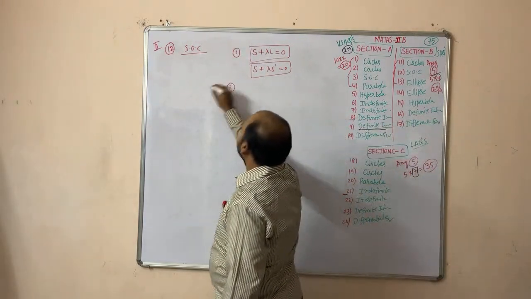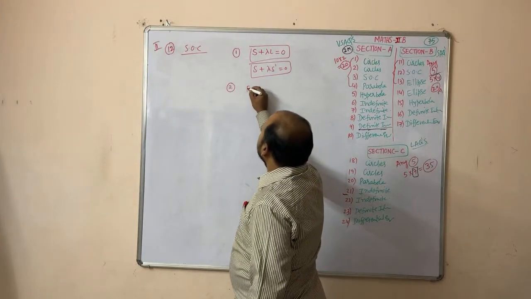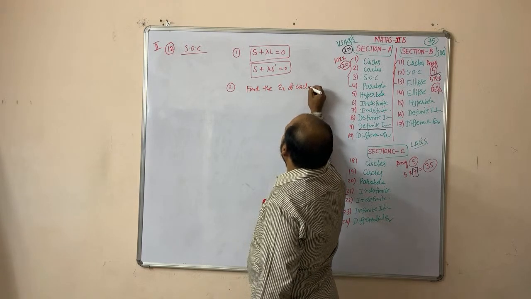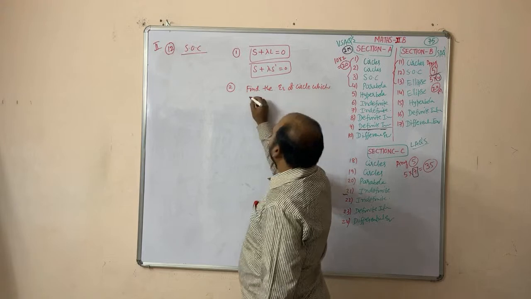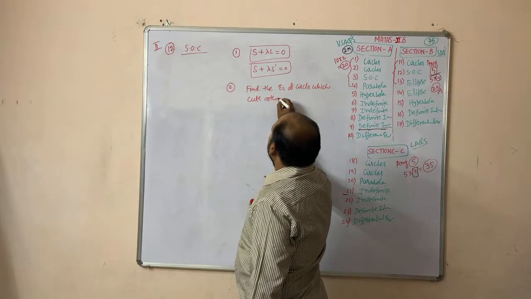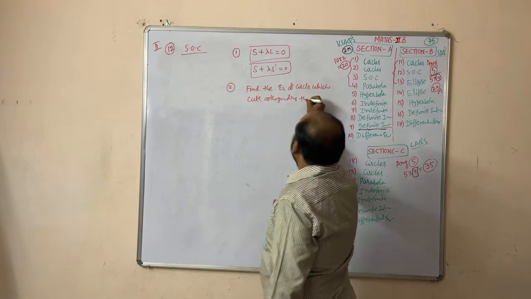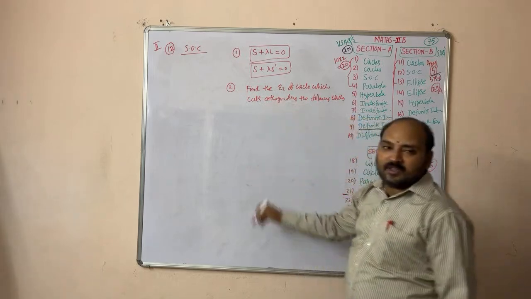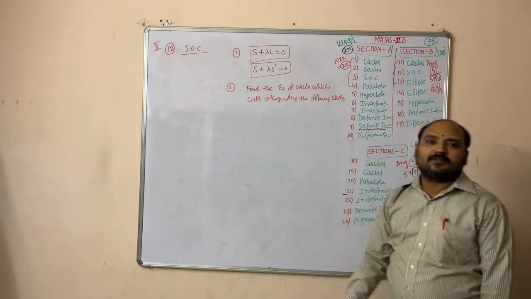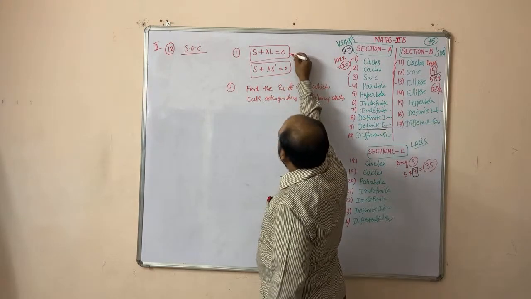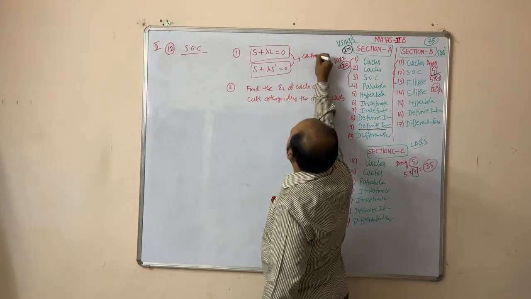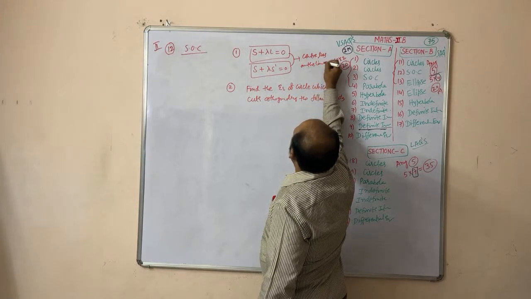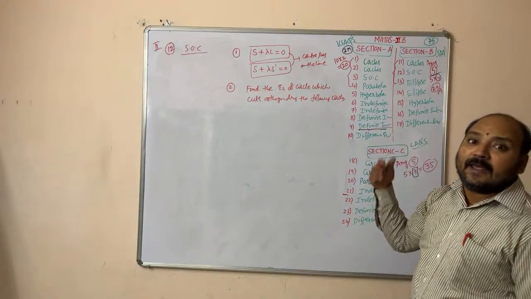Second one, find the equation of circle which cuts orthogonally the following circles. The following circles they will give here, 3 circles, this type of questions. In this type of questions only, the center lies on the line, they will give. Center lies on the line.